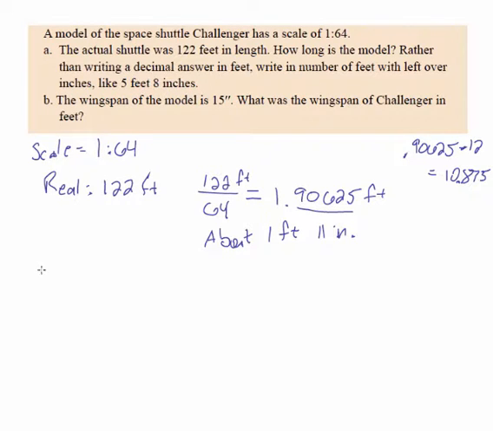Now in part B, we're asked to go in the other direction. The wingspan is 15 inches. We want to go from smaller to larger, which means we'd multiply by 64 since we're using the 1 to 64 scale. And 15 times 64 works out to be 960 inches.